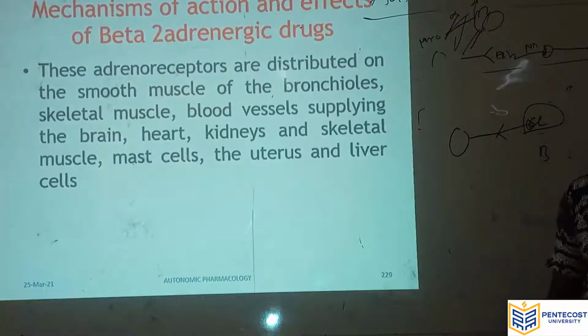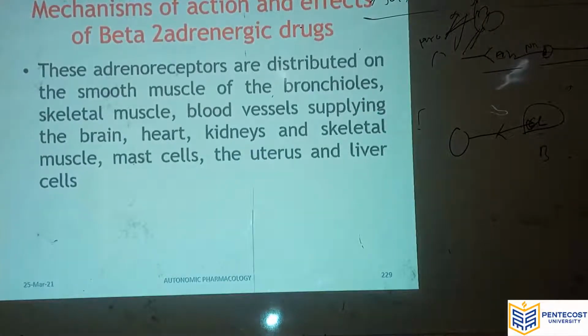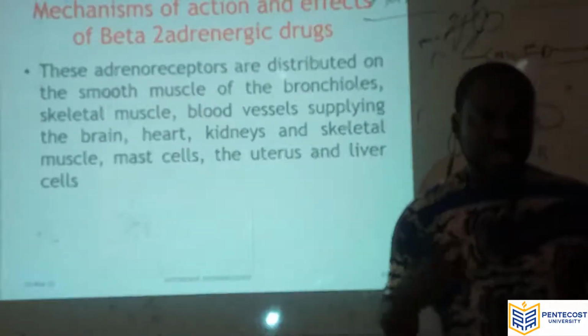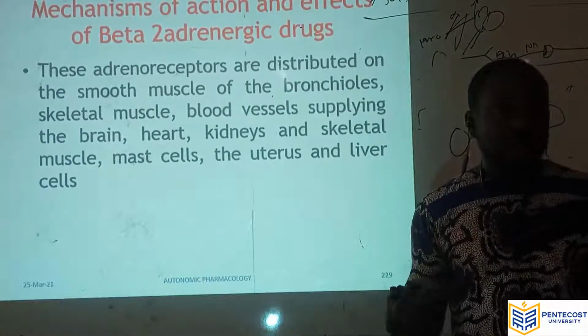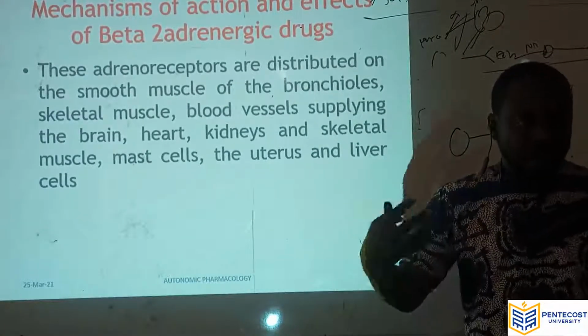Beta-2 receptors can be found on the bronchioles, not only the bronchioles, they can also be found on the uterus and other places. But on the bronchioles, when you stimulate beta-2 receptors, what is going to happen? They help our bronchioles to dilate. That means the bronchial muscles will be relaxed, so you can inhale a lot of air.